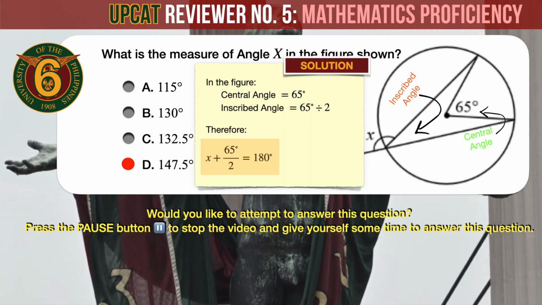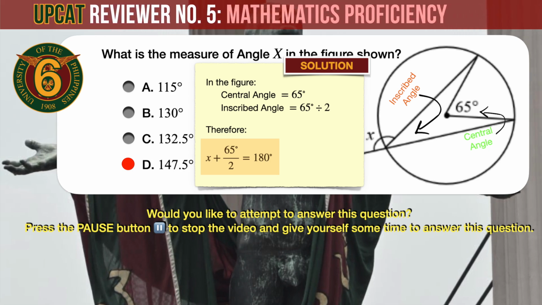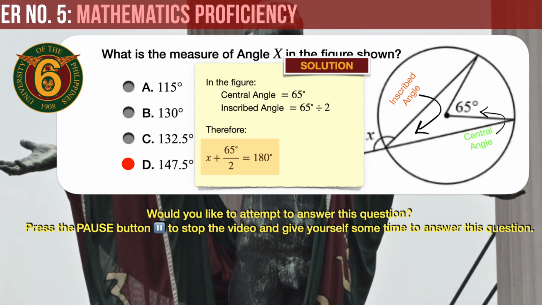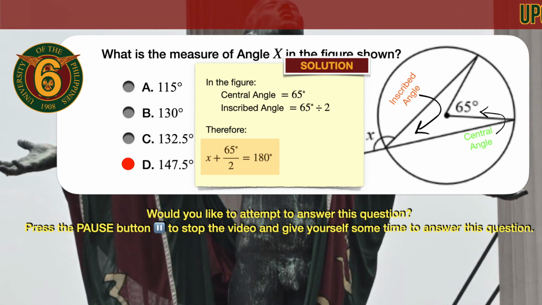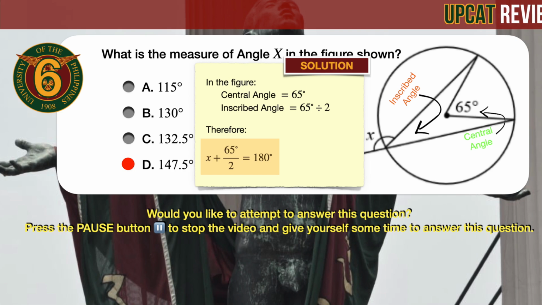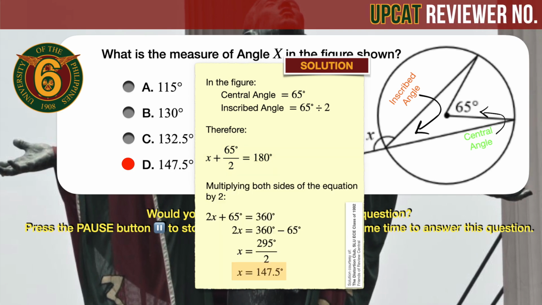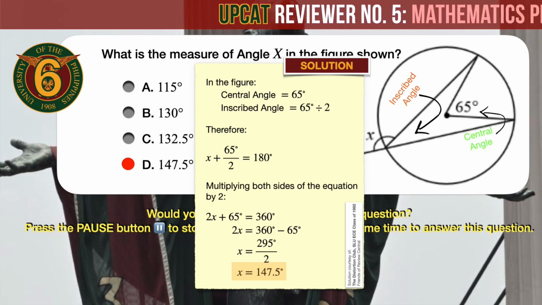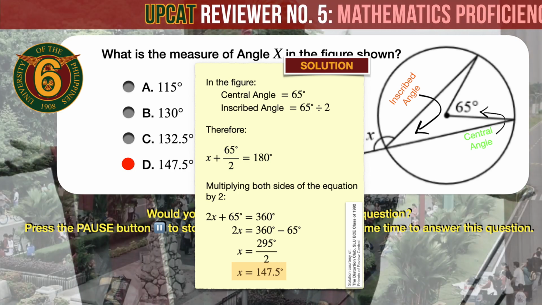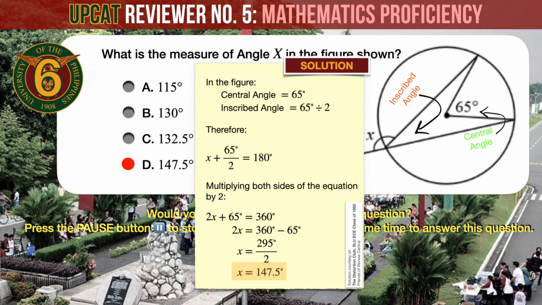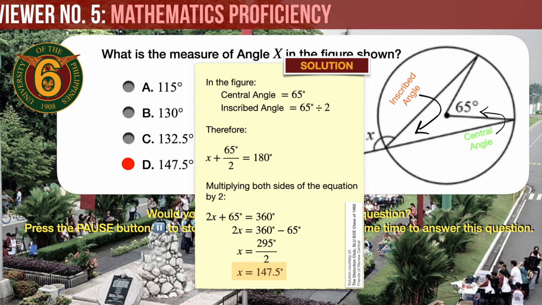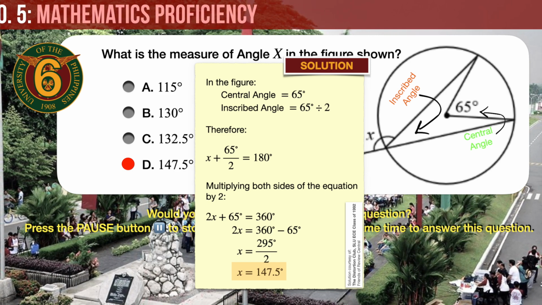Also, in the given figure we can see that x and the inscribed angle are supplementary angles. Therefore, x plus the inscribed angle, which is 65 over 2, is equal to 180 degrees. Multiplying both sides of the equation by 2, we'll end up with the equation, 2x plus 65 equals 360. From here, it's just a matter of solving for x. We should arrive at 147.5 degrees as our final and correct answer.